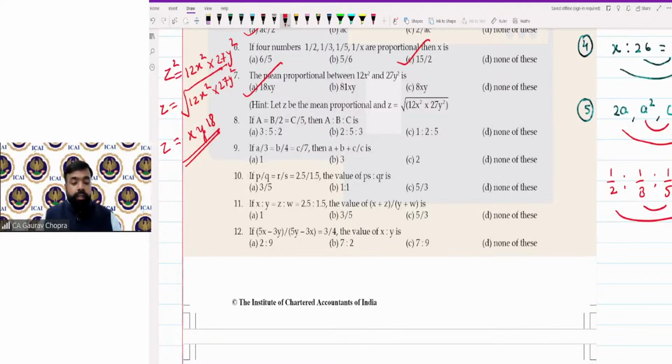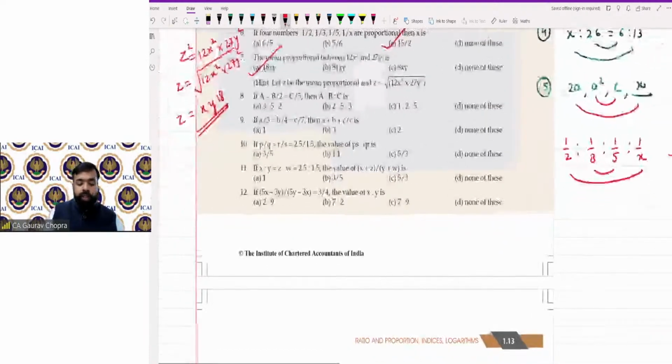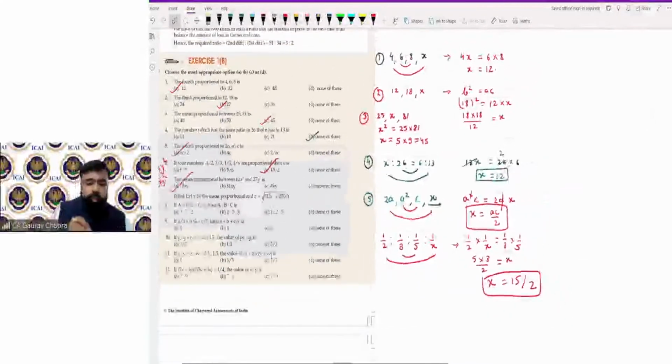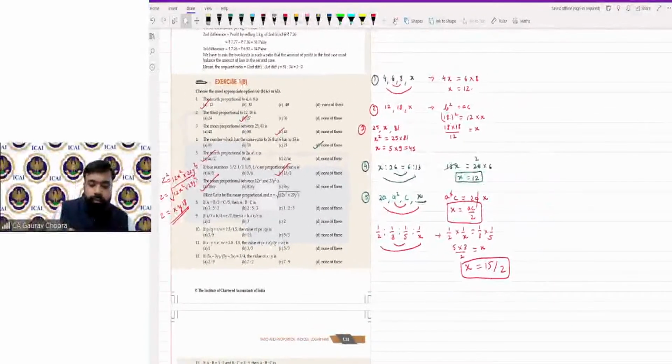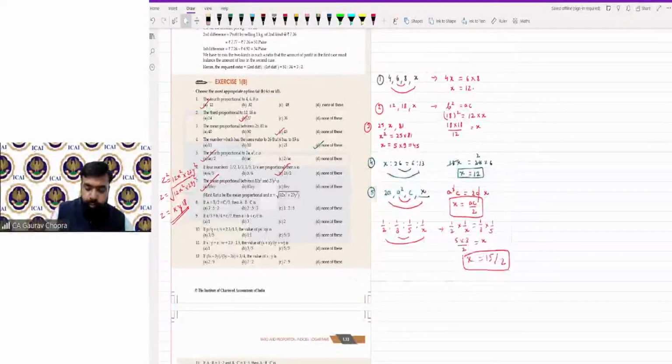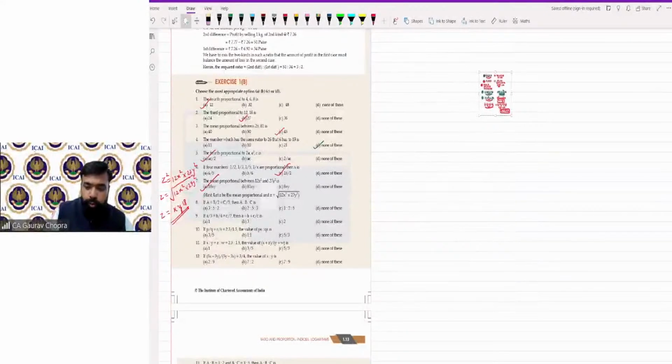Question number 8. A is equal to B by 2 is equal to C by 5. Then find out the value of A ratio B ratio C. So all these ratios you have to calculate. So how to calculate such questions? So let us understand this also. So before that, let's make some space here. Let's make some space. Now these are now minimized.